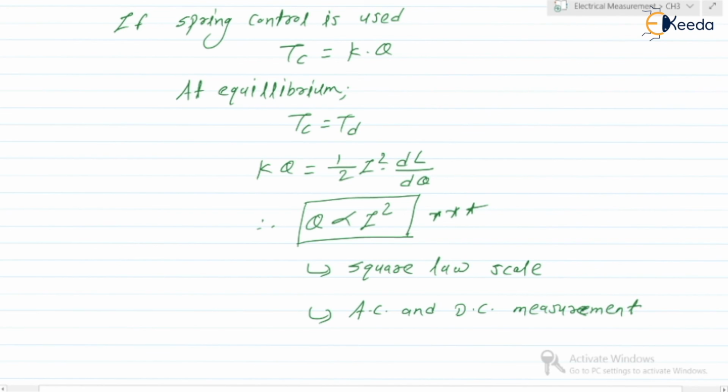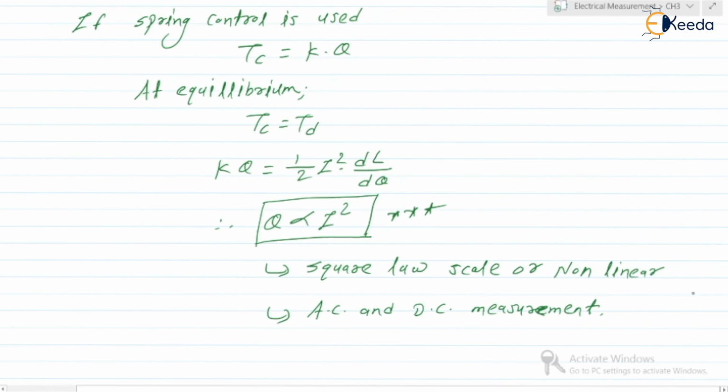Are you getting the point? Okay, so these are very important conclusions. MI instruments are used for measurement of AC as well as DC quantities, and they have a non-linear scale, or a square law scale. Square law scale, or the non-linear scale.